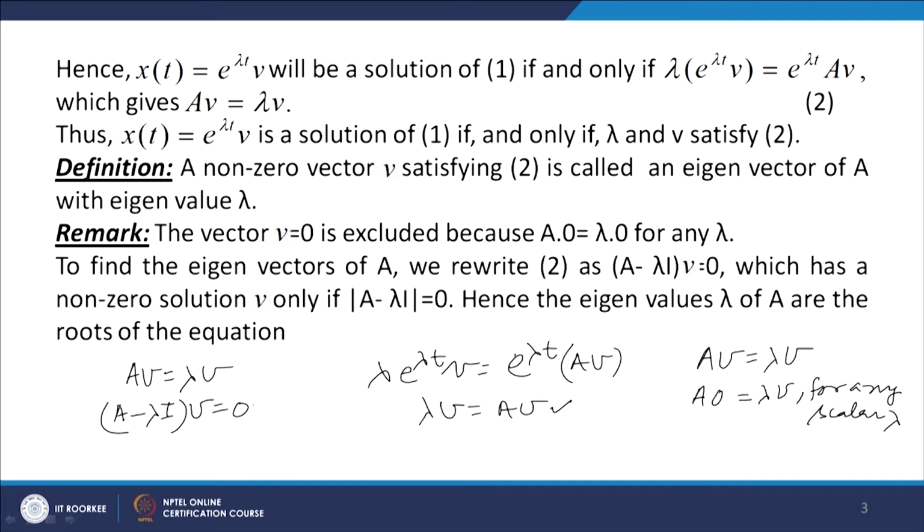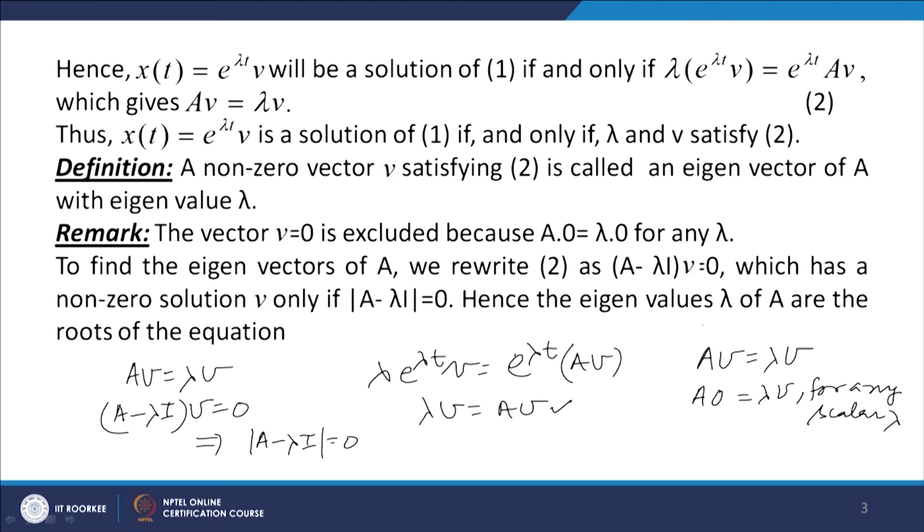Now, this equation has a non-zero solution only if determinant of A minus lambda I equal to 0. Because if determinant of A minus lambda I is non-zero, then (A minus lambda I) inverse will exist, and you can pre-multiply this equation (A minus lambda I) v equal to 0 by (A minus lambda I) inverse, and what you will get is v equal to 0, but v is not equal to 0. So, (A minus lambda I) v equal to 0 will give us a non-zero solution only when determinant of A minus lambda I equal to 0.